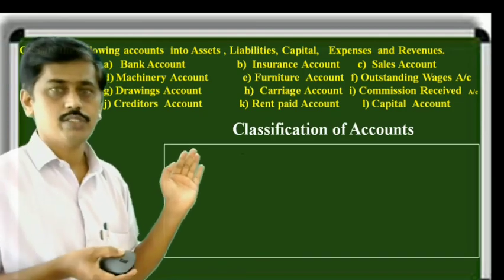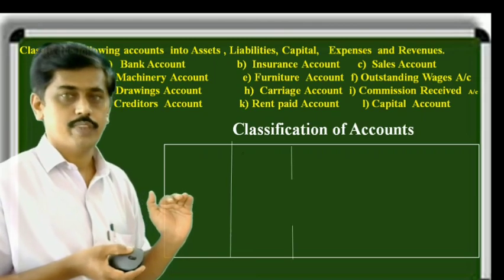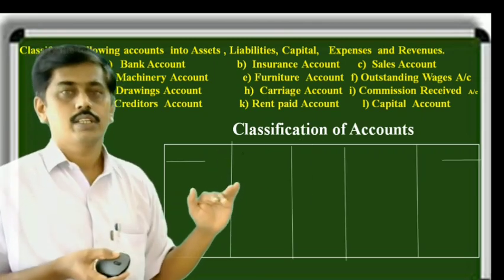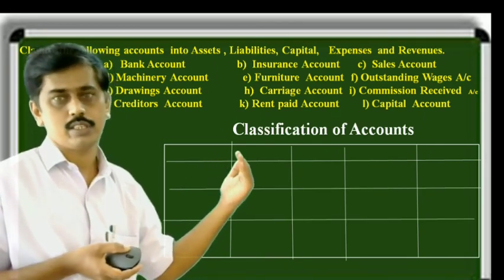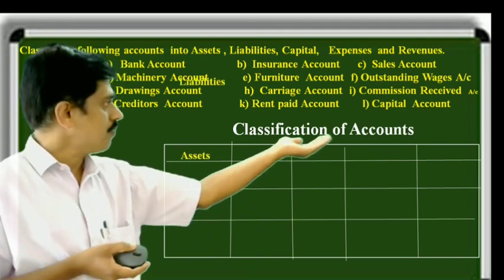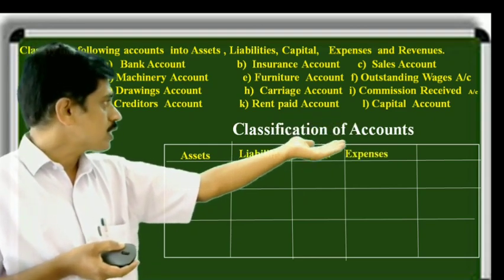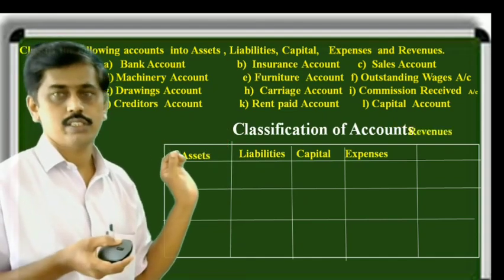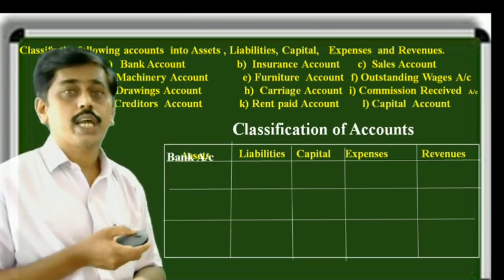Classification of accounts. In that, draw the columns. Same 5 columns because 5 accounts are there. Then you may make 2-3 rows as the case may be, as required. So first column is assets, second column liabilities, then capital, then expenses or losses, then revenues or gains. Simply revenues. Then take the first account, bank account.